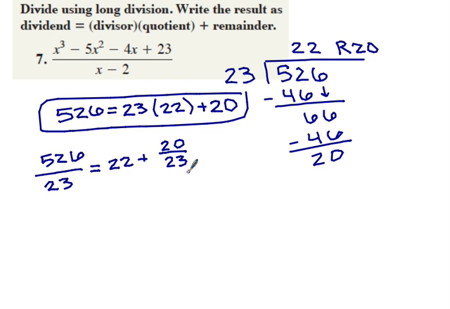But then we're going to also look at this other form. The way we get back and forth between these two is you just multiply both sides by the divisor. If I multiplied both sides by 23, I'd be left with 526 equals 22 times 23, whatever that ends up being, and then 20 over 23 times 23 is just that 20. So that's how we move back and forth. We just multiply by that divisor. That's how it would work if we were doing it with just numbers.